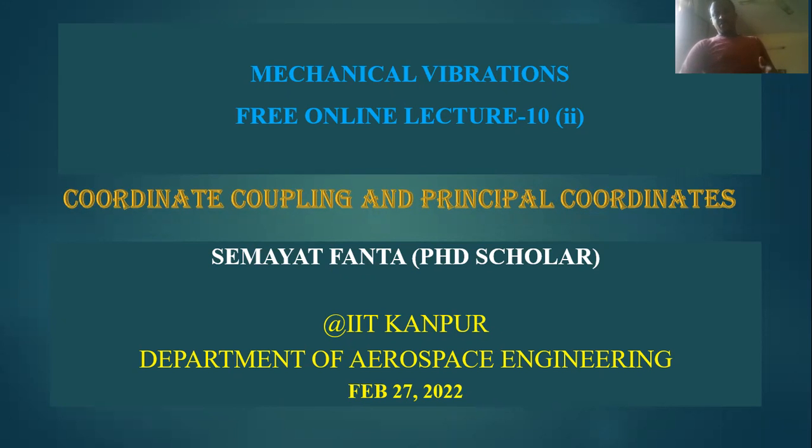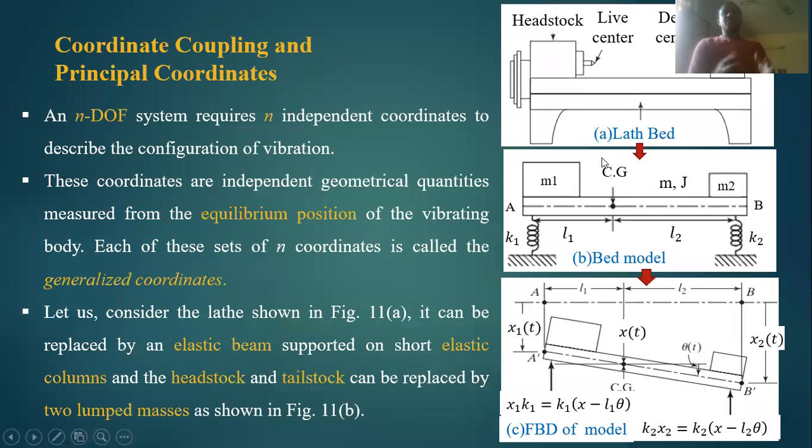This is part of 2-degree of freedom motion. So we are going to see the 2-degree of freedom motion, and some important terminologies. As we see from here, this is the lathe bed, which we have seen in the last lecture. So the simplified schematic diagram of the lathe bed is like this.